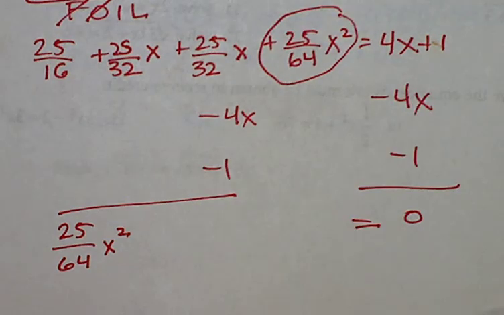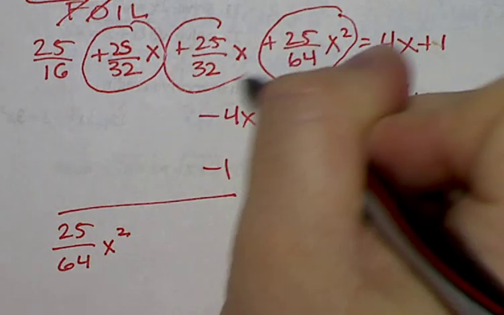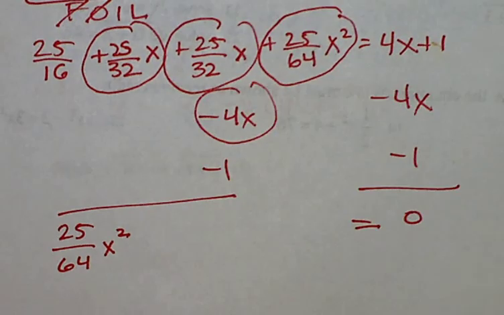You're going to do me a favor, using your calculator and making sure you use parentheses, you're going to combine these three things. So you're going to do 25 over 32 plus 25 over 32 plus negative 4. Go ahead. Put it back into a fraction. What do you have, Sarah Luce?